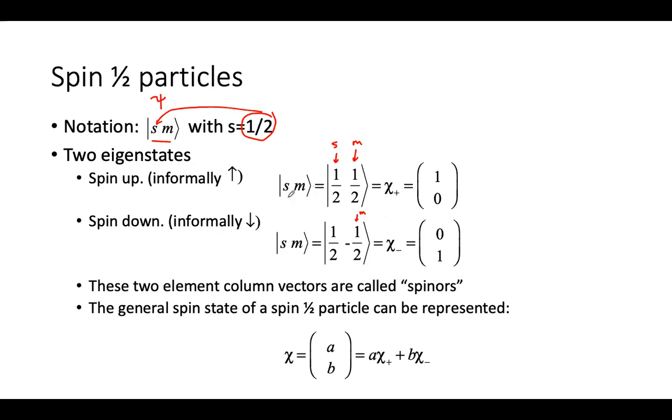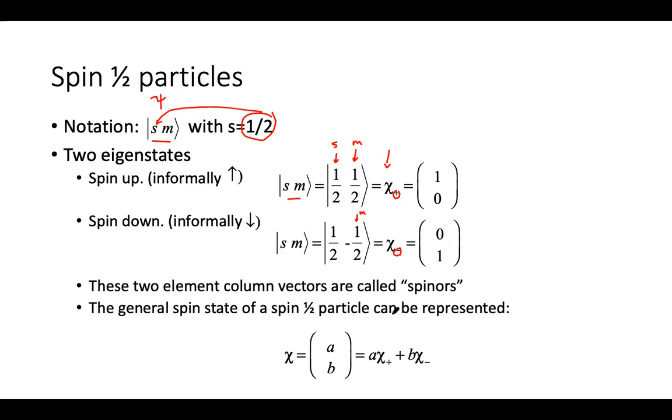Okay. And so when we write something like this for the spin up case, this is what we mean: 1/2, 1/2, or 1/2, minus 1/2. The symbol that people use as a shorthand is this Greek chi. It's the Greek letter C, Charlie, and then a plus for the up state and minus for the down state. And you've seen these before: (1, 0), (0, 1). We call those two element column vectors. They're referred to as spinors.